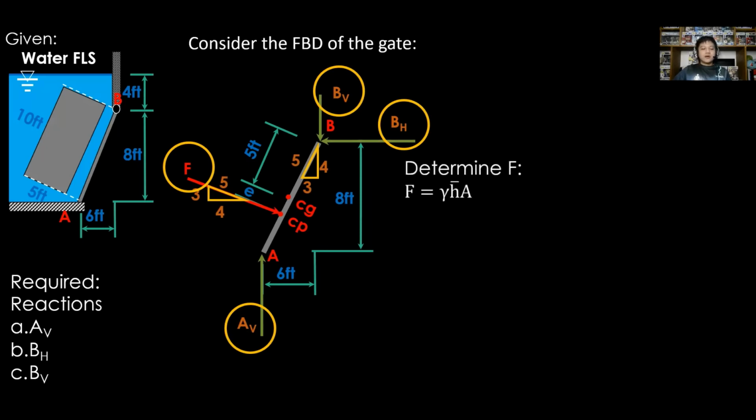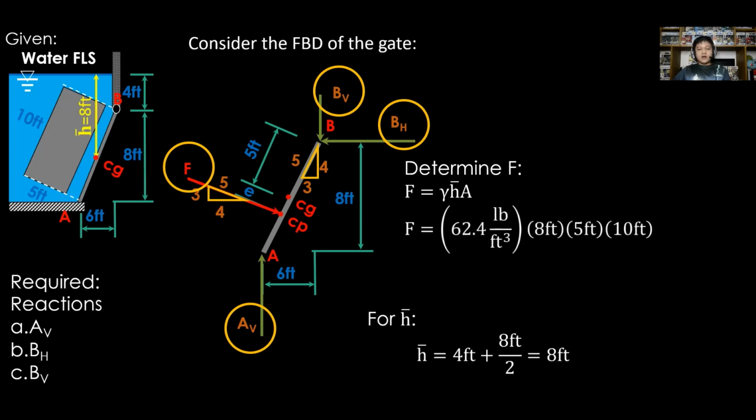But only 3 are the required unknowns. So let us determine first the effect of water on gate A, B. F therefore is equal to gamma times H bar times A. So from the direct formula method, H is equal to 8 feet over 2, so that is the equivalent vertical height of the inclined surface, then plus the remaining 4 feet from point B towards the free liquid surface. Thus, H bar is equal to 8 feet.